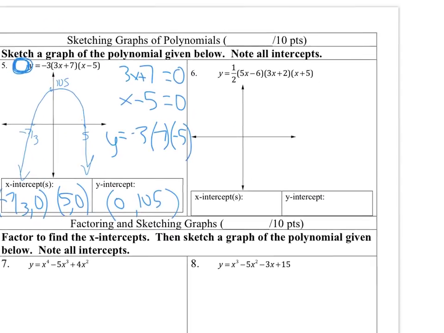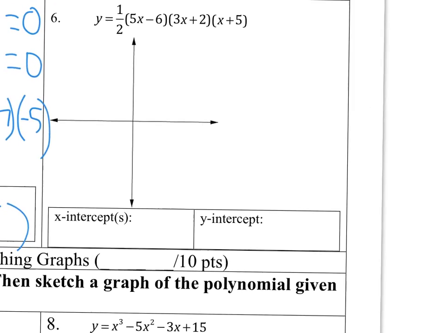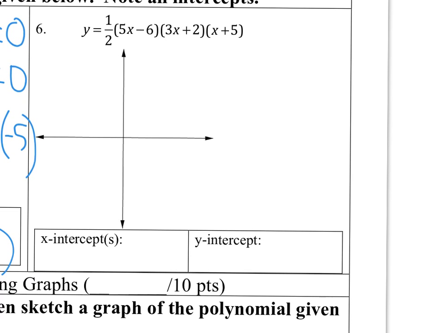And next. So same idea for this one. I'll make it big because I'm going to need it that way. I set each of these equal to 0. If this one's equal to 0, then x is 6/5. If this one is equal to 0, subtract the 2, that's negative 2, divide by 3, so negative 2/3. And then for this one, it's just negative 5.